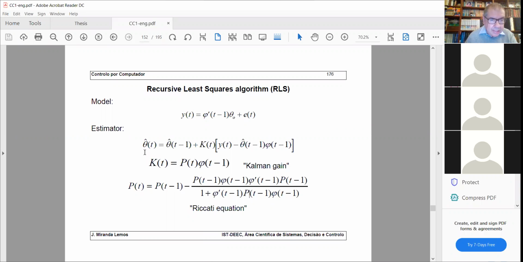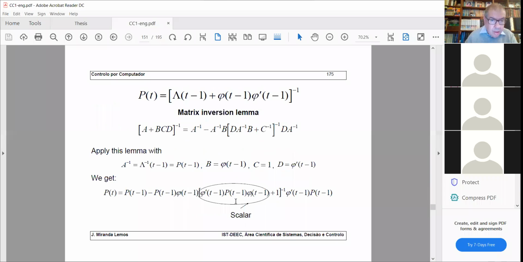So how do I propagate my estimates? I have to compute this formula that says that the new estimate is the previous estimate plus some gain. This gain is the so-called Kalman gain, times the innovation. So this is the difference between what you observe for Y and what you are expecting Y to be given your previous estimate. Okay? And K is P phi, and P satisfies this equation that came actually from the matrix inversion lemma.